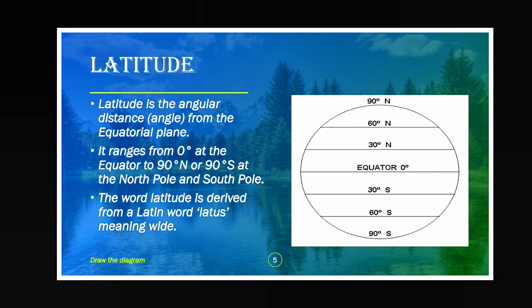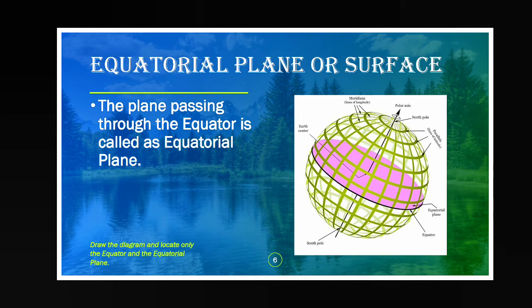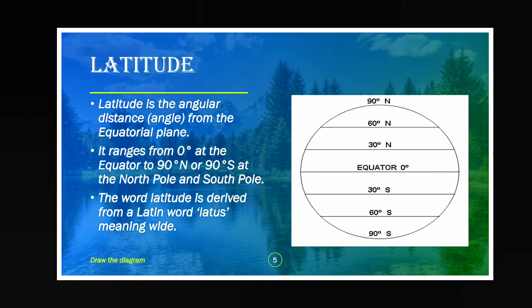It is drawn from right hand side to left hand side. That's why here the literal meaning is also wide. Next, the equatorial plane, because in the latitude class note you have seen that latitude is the angular distance from the equatorial plane.